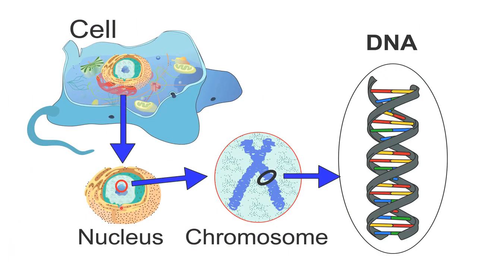Cell has nucleus, nucleus has chromosomes, chromosomes have DNA and DNA has genes. So the cell will be carrying a nucleus. In the nucleus there is chromatin material which has chromosomes. Chromosomes have DNA, DNA has genes and genes are responsible for transferring the genetic material from parents to offspring.